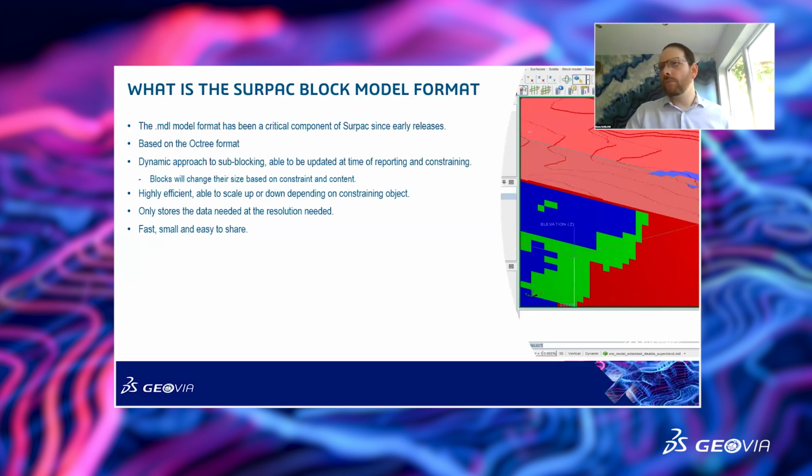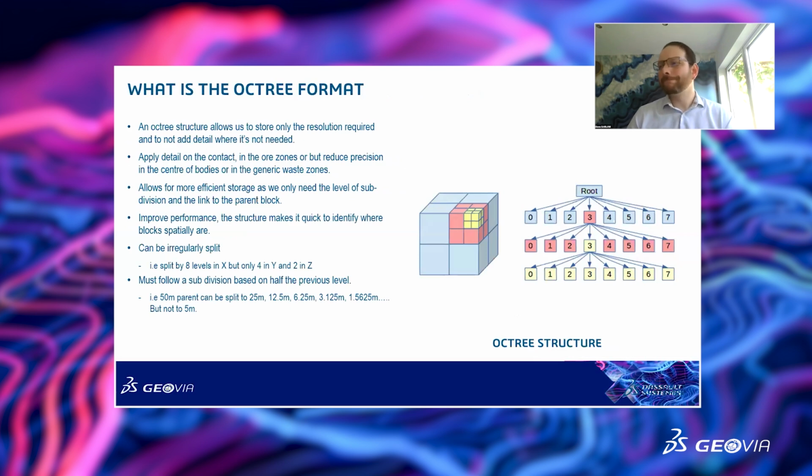So let me give you a bit of a view into what I meant by an octree format. Octree is the heart of how our system works together. It allows us to store only the resolution required and not add detail where we don't require it to be. And it means that each block can be divided across all of its principal axes. That's the basic level of an octree format. It means that you take a standard block, if you divide it by 2 across each of its axes, you're going to end up with 8 additional blocks inside it. And that's why we call it an octree, because we divide it into 8.